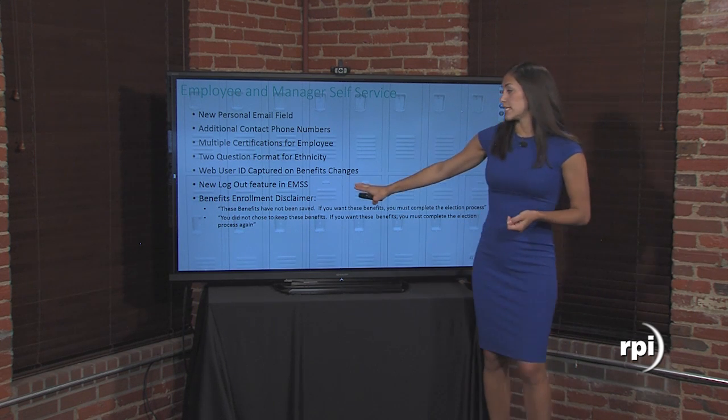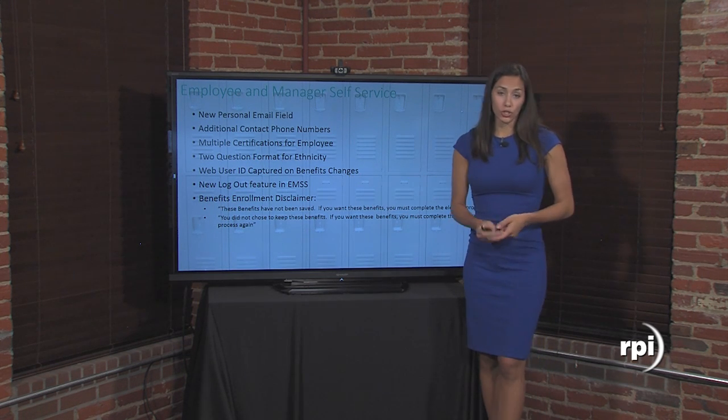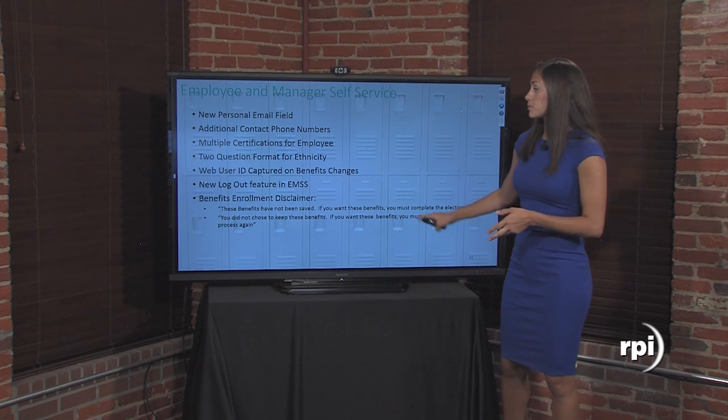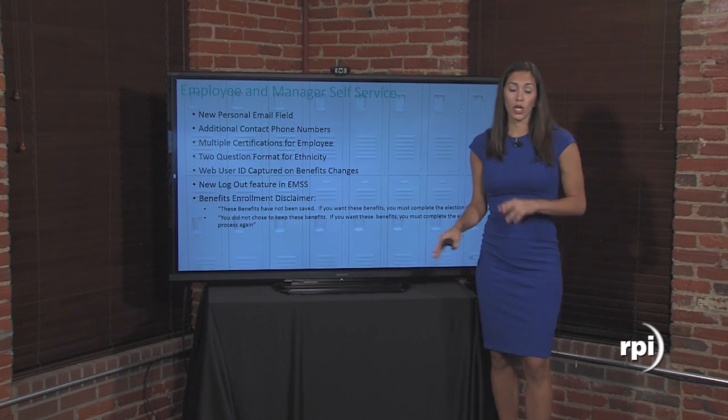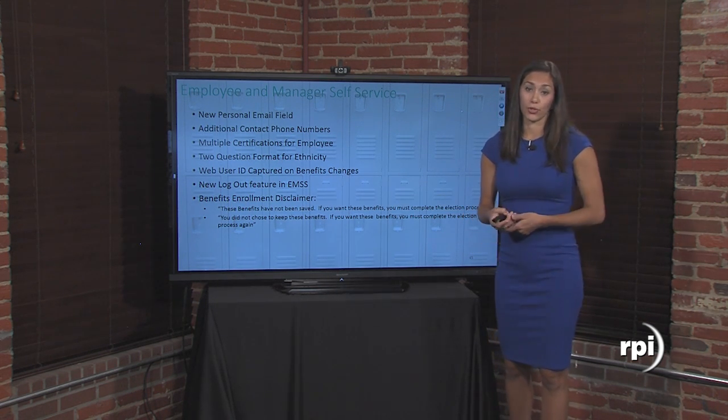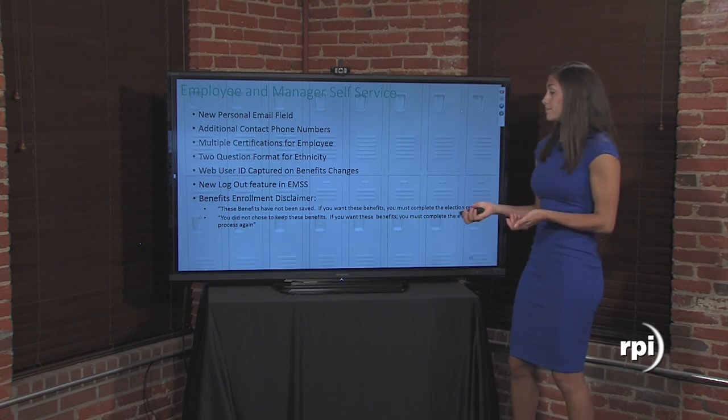And then a web user ID is going to be captured on all benefits changes. So initial enrollment, annual enrollment, it's going to capture their web user ID, but it'll be preceded by a W so that you know it was changed on the web.